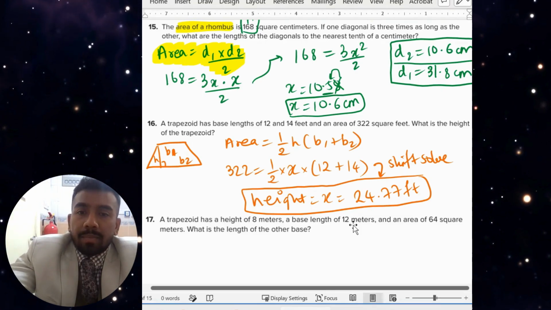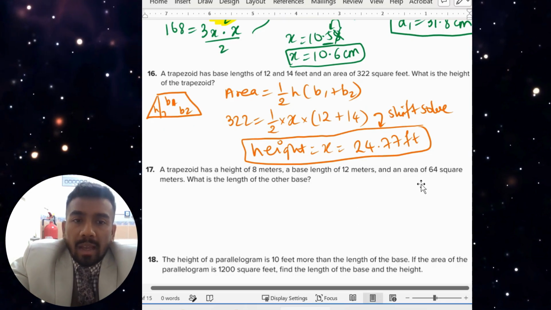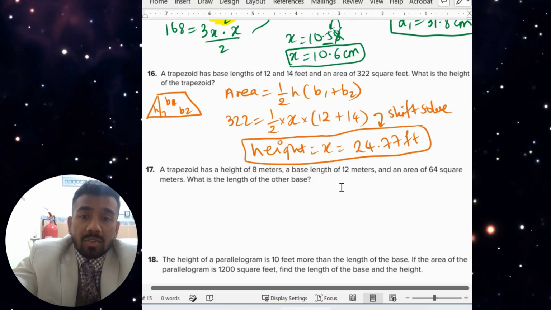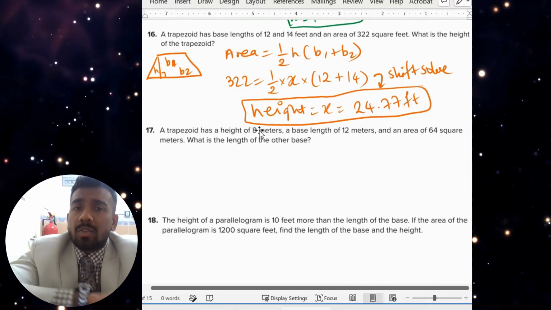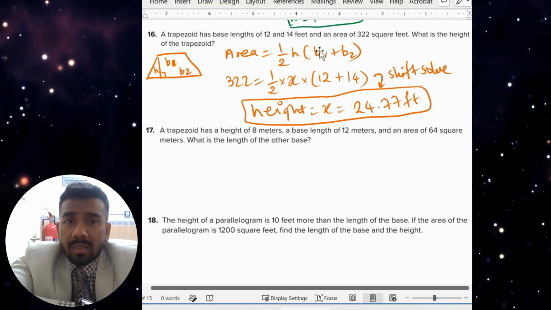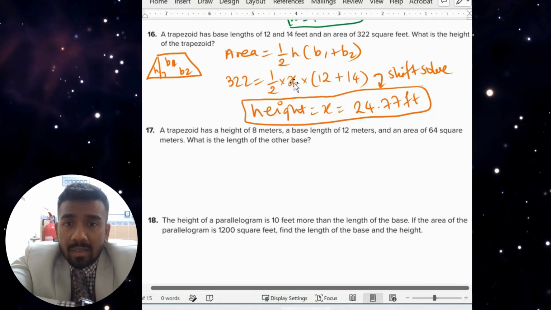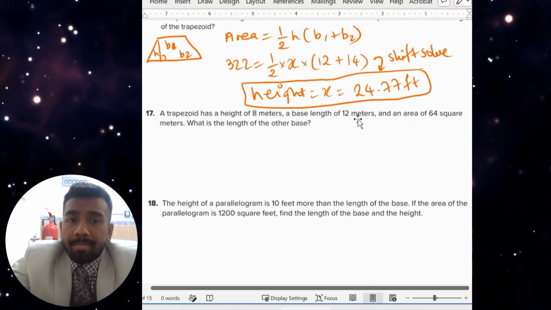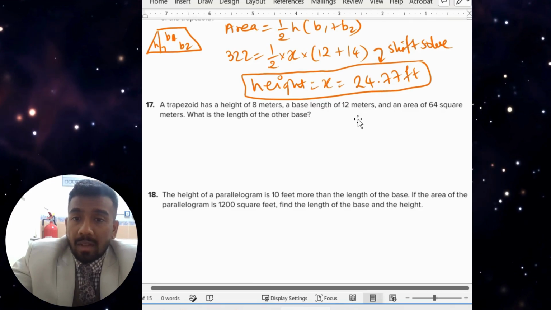A trapezoid has a height of 8 meters, base length again this, and area 64. I want you to try this question. Pause the video and try this question. In the same way, the only thing is, in place of B1 plus B2, they have only given you B1, 12. And B2 will be your X, and height is given, and area is given. Okay, that's it. Pause the video, try this question by yourself. Okay, let's go to the next one.